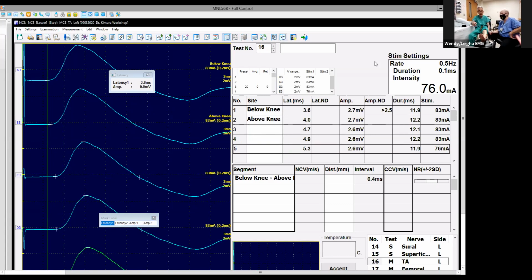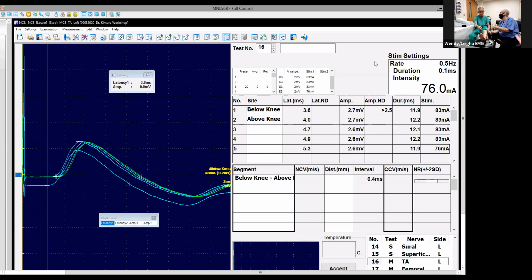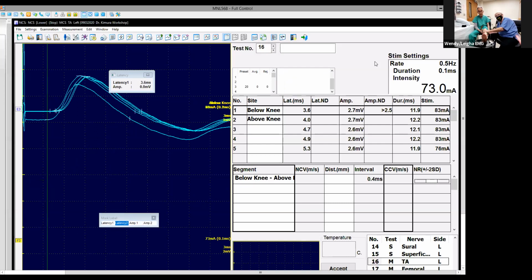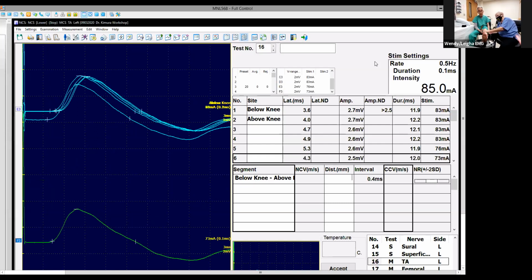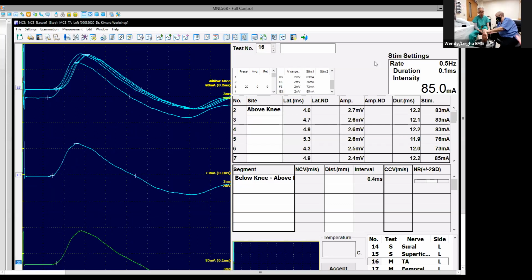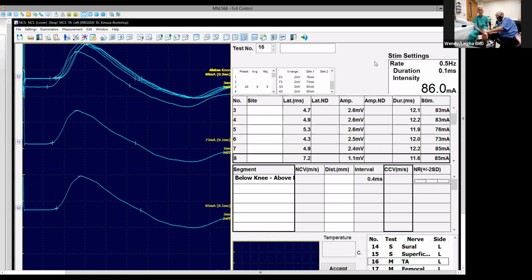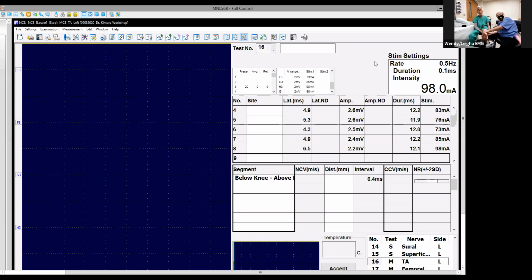Okay, then let's do the... Want the jump? Want to do the jump? Yeah, okay, do the jump. Okay, so we're going to show you the jump. What happened there? What is that double peak? It's tibial. It's tibial going into, yeah.